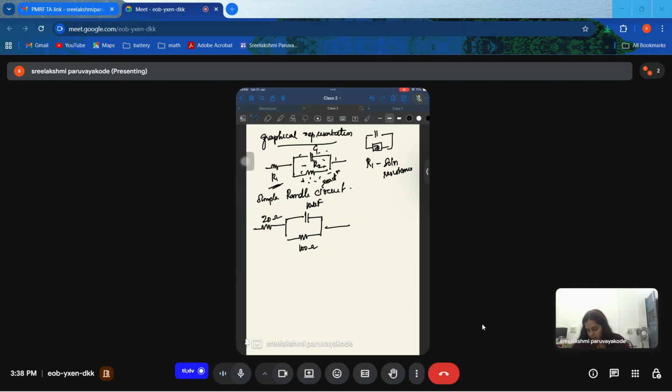This is the example. How will we solve it? We have a resistor which is in series to a capacitor and a resistor which are connected parallel to each other.